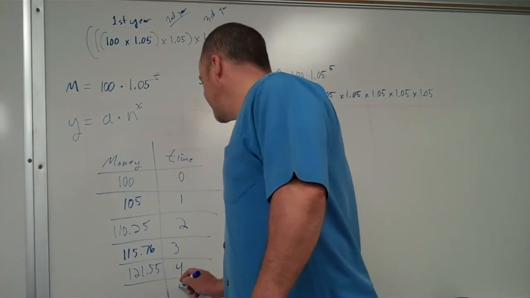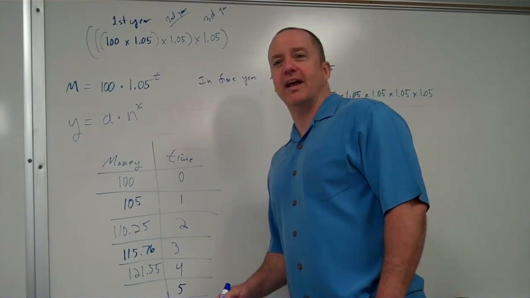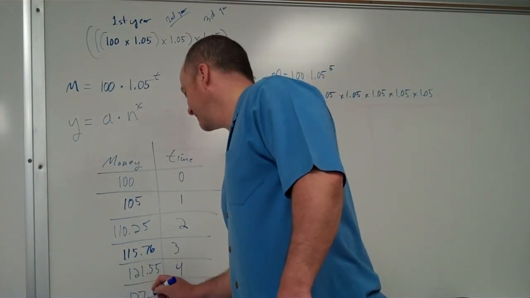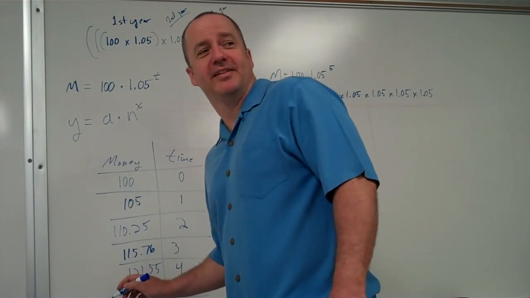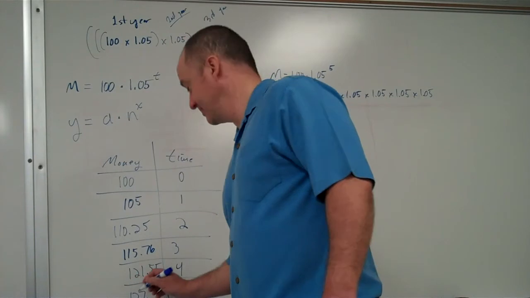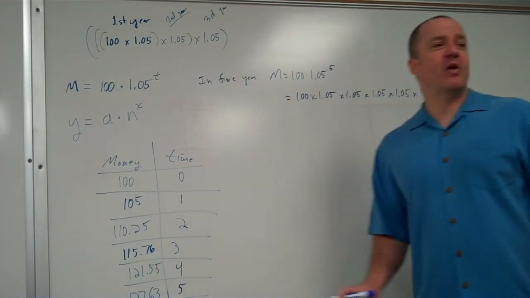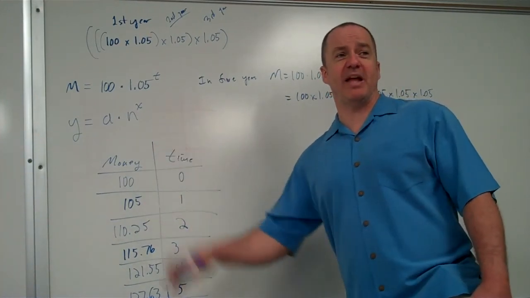And now multiply this times 1.05, and just one more. 127.6. Wait, should I round? Yeah, please. 127.63. Okay, now, Sarah, you've got a good point. If I wanted to know how much money this would be in like 10 years or 20 years, this is a pain in the butt way to do it.